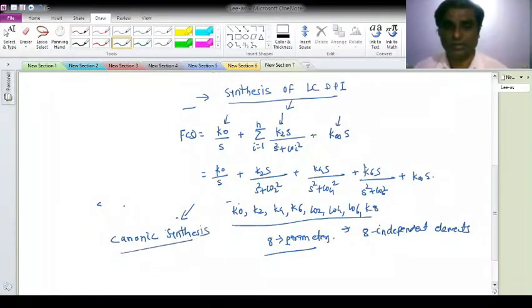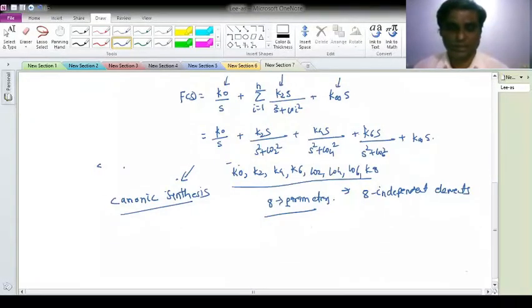Canonic synthesis. Fine. So basically, as we already told during the starting of the network synthesis, there is no unique method to synthesize it. There will be different ways to synthesize the thing. So in this course, we will see the 4 types of ways by which we can synthesize the network.